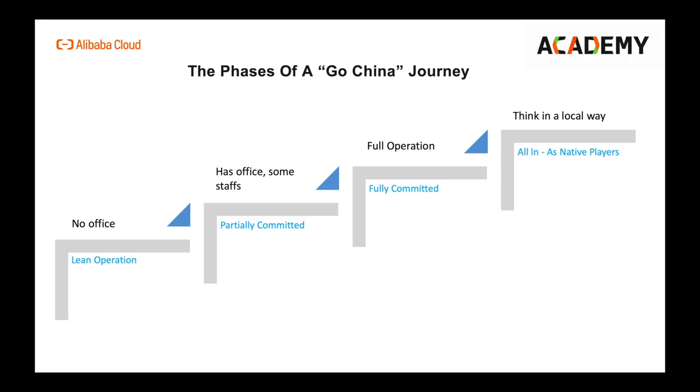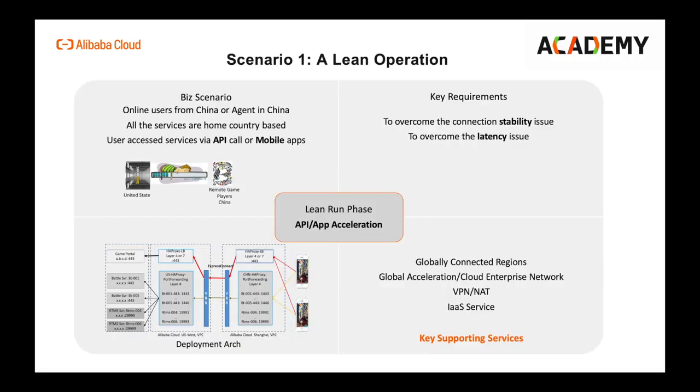That's the natural progression of any Go China journey. You start out lean with no office, and you end up, hopefully, if things go well, as an all-in native player, taking full advantage of the Chinese ecosystem of apps and services, and localizing your message for the local market. So a lean operation might look something like this. You want to start your business in China by starting out with a mobile application or a very simple website.